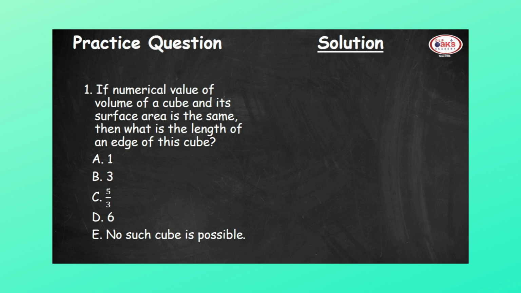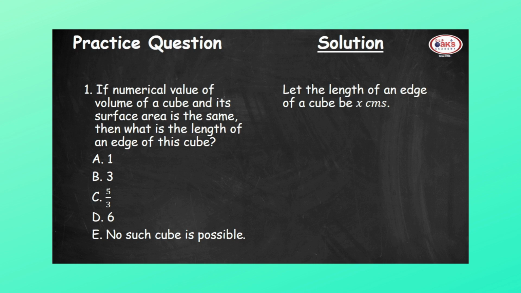Now please note, we are fully aware that the volume of a cube is measured in cubic units and surface area is measured in square units. But if you have noticed, the question is only asking you to equate the numerical value of each of them. Okay, so we'll ignore the units of measurement here.